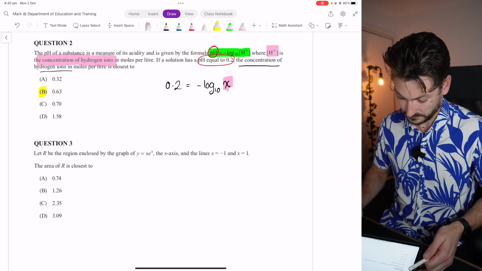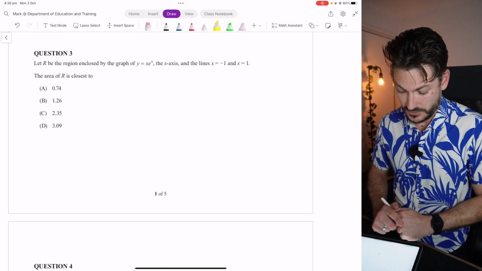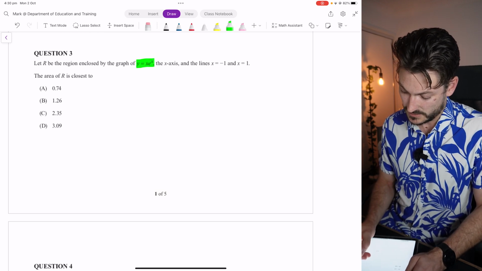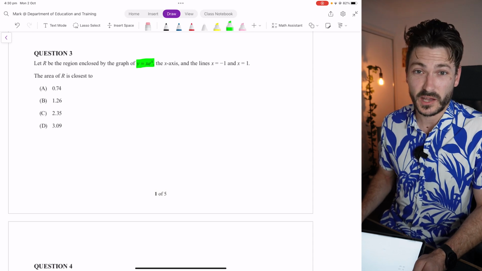Question 3. Let R be the region enclosed by this graph here, the x-axis and the lines x equals 1 and x equals negative 1. So what's the area of R?